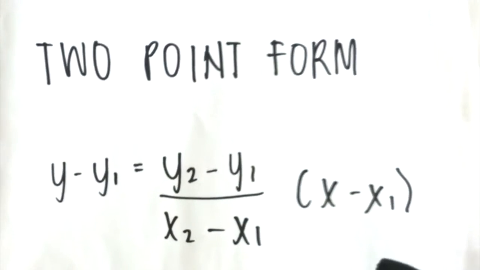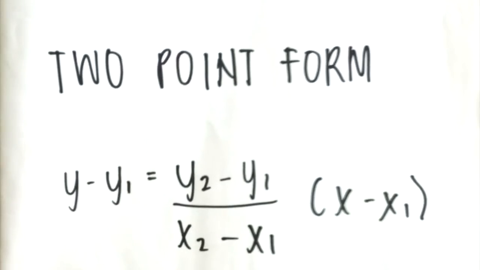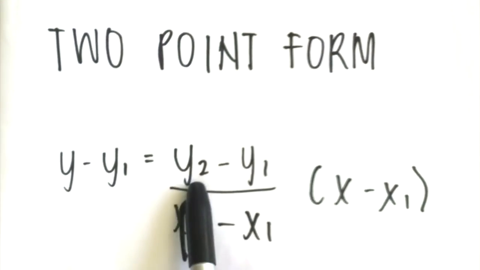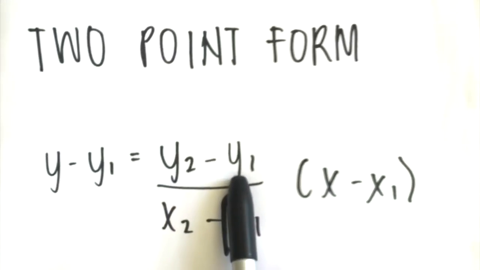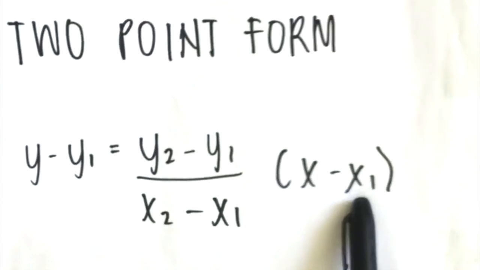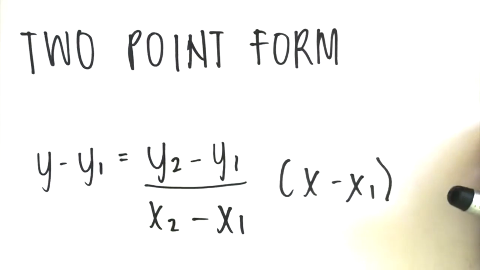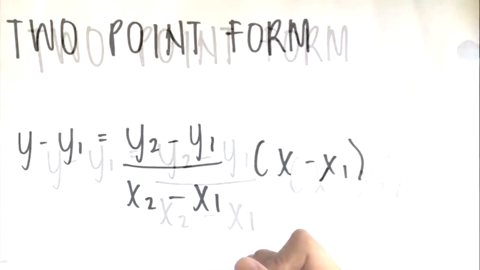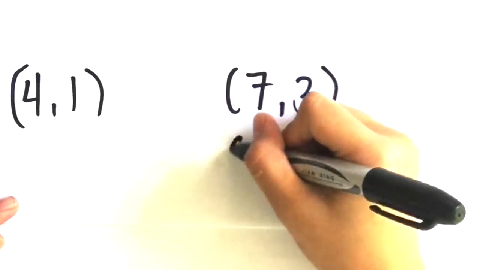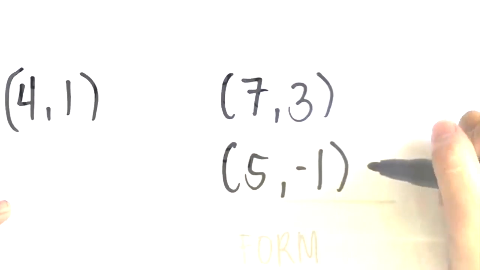Two-point form. The formula in using two-point form is y minus y sub 1 equals y sub 2 minus y sub 1 over x sub 2 minus x sub 1 times x minus x sub 1. Two-point form is used when the given are two points. For example, through 4, 1, parallel to the line through 7, 3 and 5, negative 1.